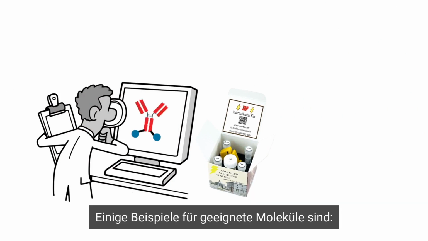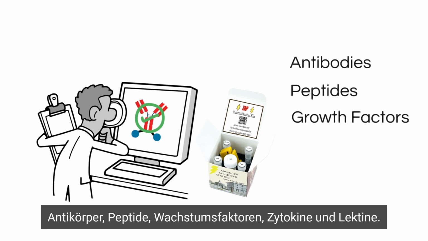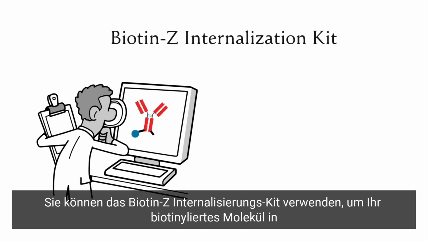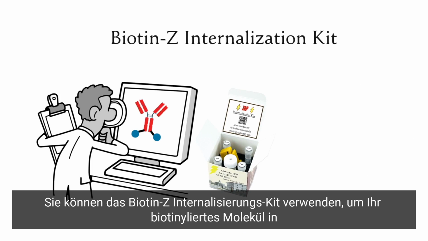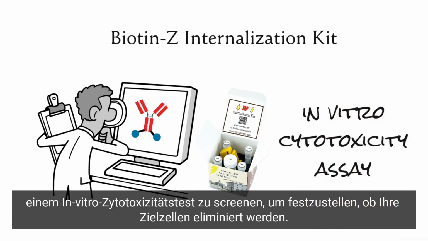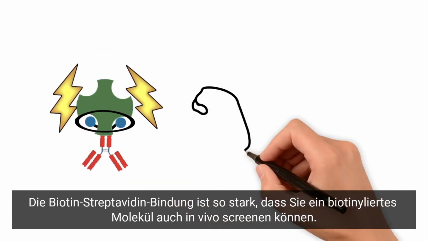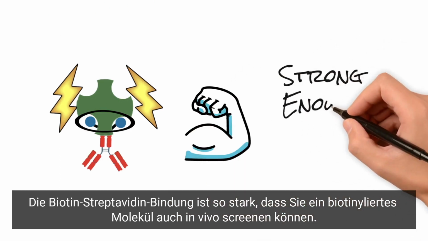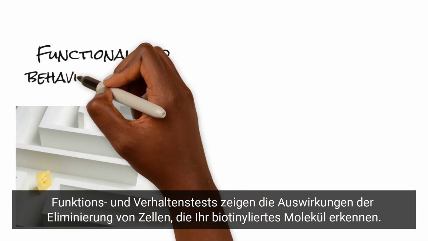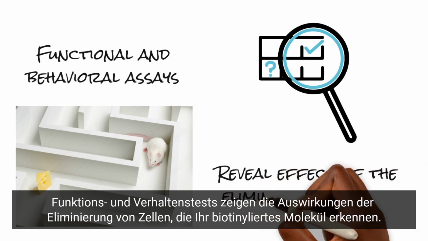Some examples of appropriate molecules to use are antibodies, peptides, growth factors, cytokines, and lectins. You can use the Biotin-Z Internalization Kit to screen your biotinylated molecule in an in vitro cytotoxicity assay to determine if your target cells are eliminated. The biotin-streptavidin bond is strong enough so that you can also screen a biotinylated molecule in vivo. Functional and behavioral assays will reveal the effect of elimination of cells that recognize your biotinylated molecule.